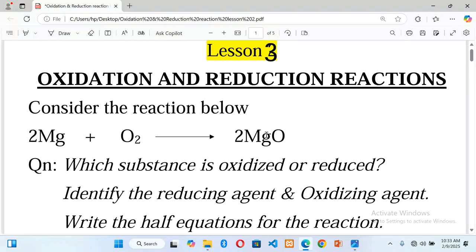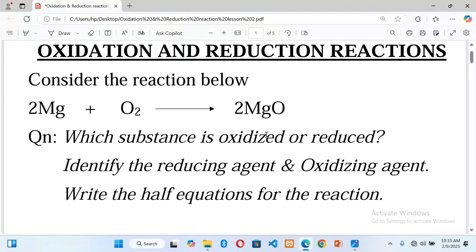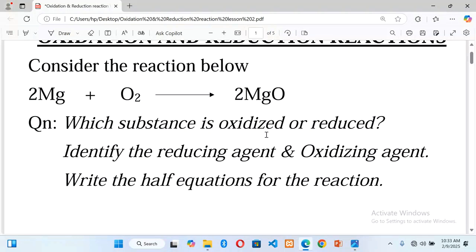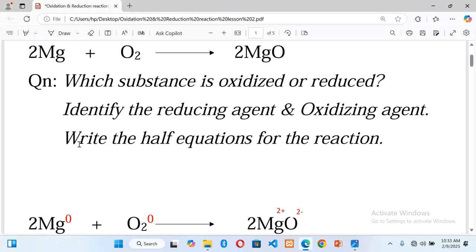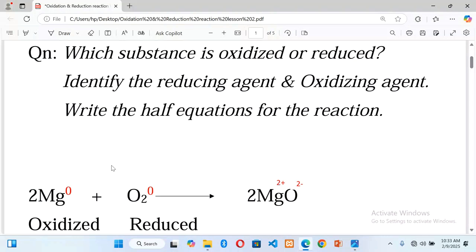When you consider this reaction, using the knowledge that we got from oxidation numbers, we can first assign each of these species oxidation numbers. We find out which one has been oxidized and which one has been reduced. Don't forget, oxidation is removal of electrons, while reduction is addition of electrons.